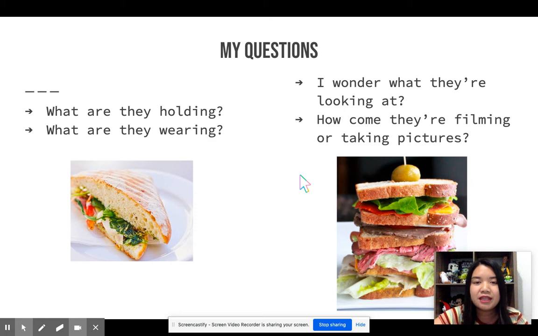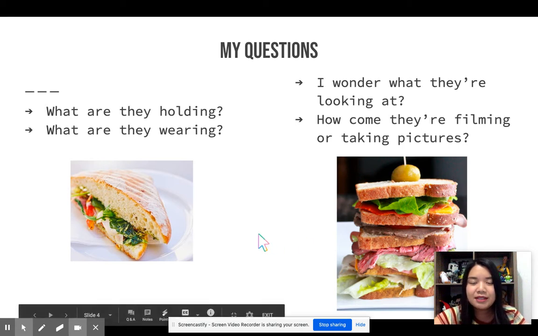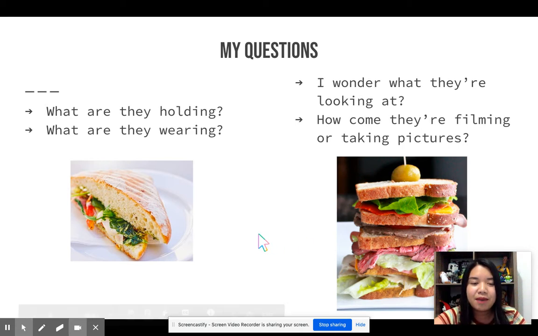So my questions when I saw that photo are, what are they holding? What are they wearing? I wonder what they're looking at. How come they're filming or taking pictures? And I've organized my questions into two columns, one column right here and another one right here. And I've kind of inserted a clue as to how I sorted my questions. My clues are right here. Take some think time right now and think about why I sorted my questions over here and over here. What's the difference between my two sets of questions?